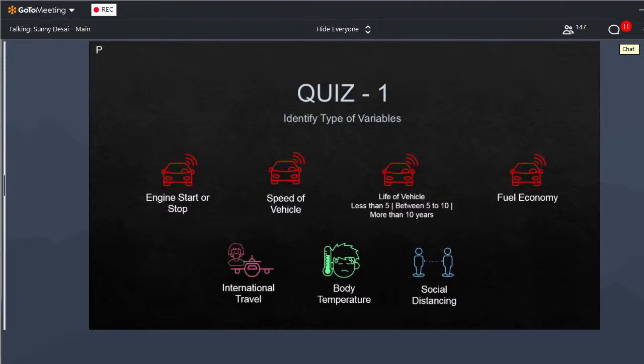Now let's take another example, that is fuel economy. Fuel economy means what is the average of your vehicle? You are getting 10 kilometers, 20 kilometers, 30.5 kilometers, 40.5 kilometers, whatever you are getting as the fuel economy of your car or your moped. So fuel economy is a numeric variable or a categorical variable? Numeric. Very good, Vaishnavi. Yes, it is a numeric variable. Absolutely right.